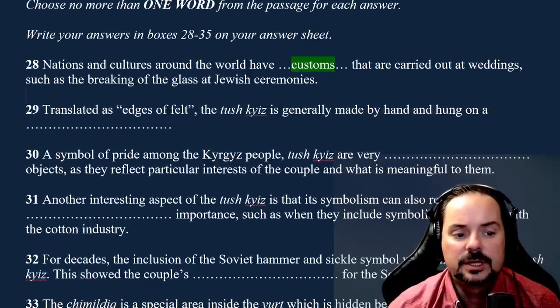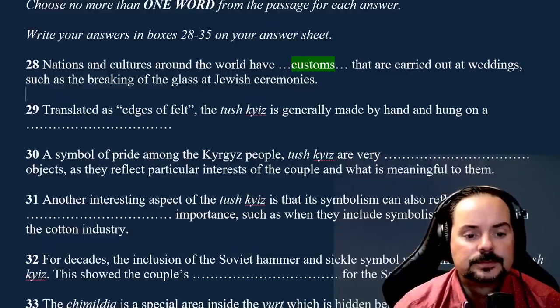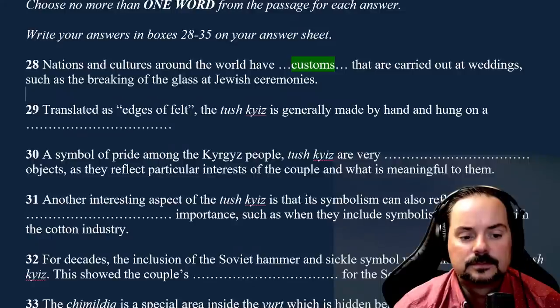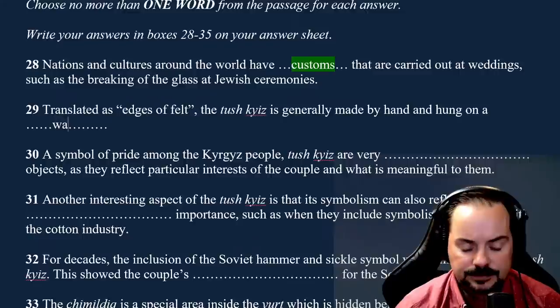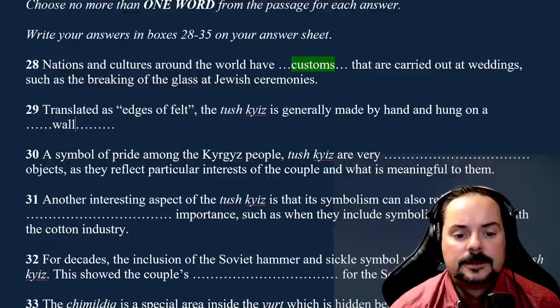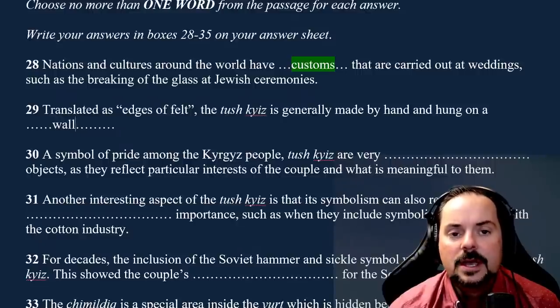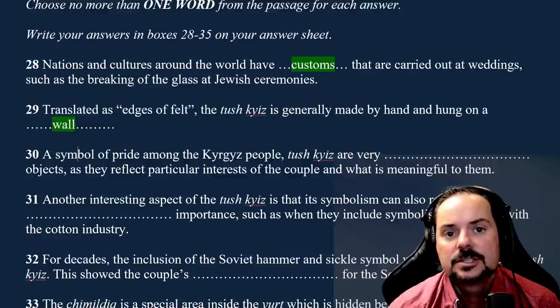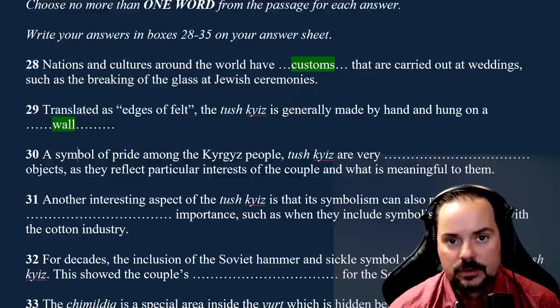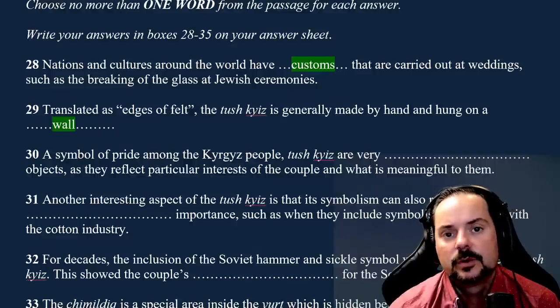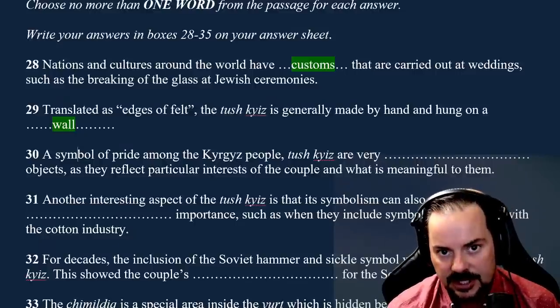So try to fill it in on your own and then we'll check. Translated as Age of Felt, the tush kiz is generally made by hand and hung on a wall. On a wall? Yeah, because it was saying that it is wall hanging, something like that. Okay, and so you're like 95% sure, right? Yeah. Okay. In that case, don't check the text. Move on. This is an interesting tip for everybody, where a lot of people tend to just check, even when they're quite sure. Don't do that. So when you're 90% or more, then just put the answer down and move on.